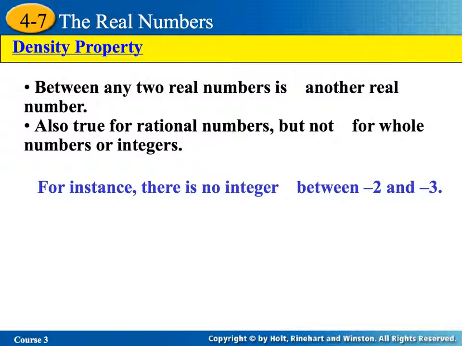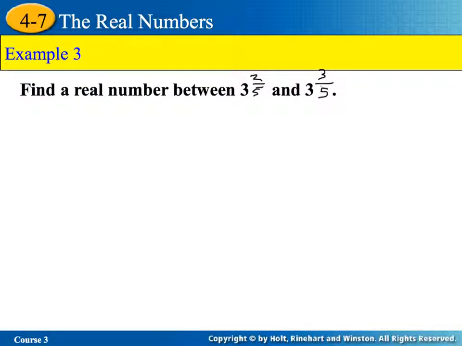Okay, the density property: between any two real numbers is another real number. It is also true for rational numbers, but not for whole numbers or integers. For instance, if you look at -2 and -3, there's not an integer between -2 and -3. We know there are numbers in between, but they are not integers. So we're going to be finding a number in between two numbers. So that's the density property. In between any two numbers is an infinite number of numbers.